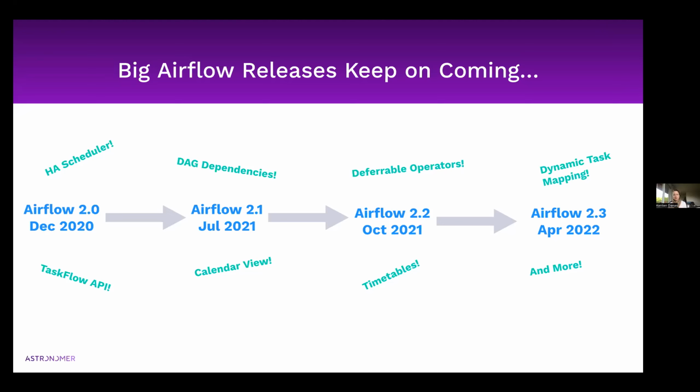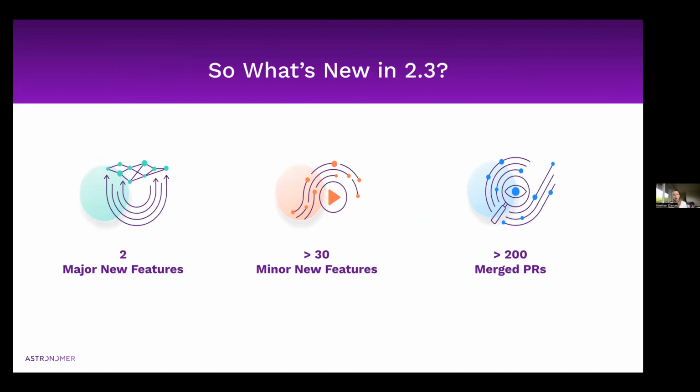But 2.3 in particular has this one feature that I'm sure you've heard about and that we're going to talk about in depth today: dynamic task mapping. It really changes, in some ways, how DAGs are written or can be written within Airflow and what you can do with Airflow. So there's huge progress coming to the Airflow project, and again, a big thanks to the community that's contributing to it. That's really exciting.